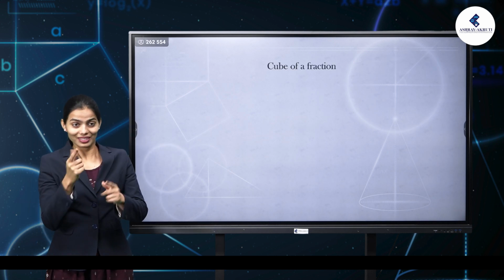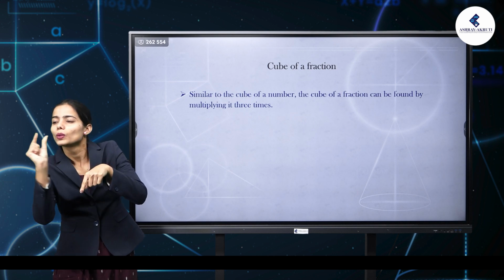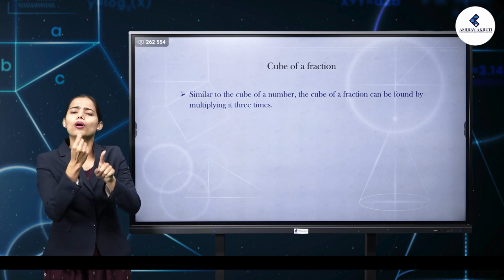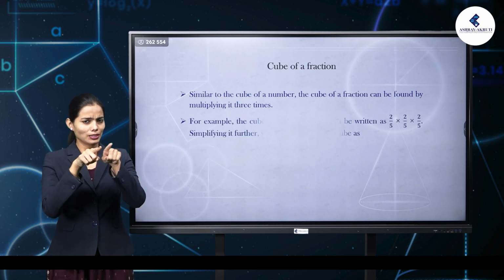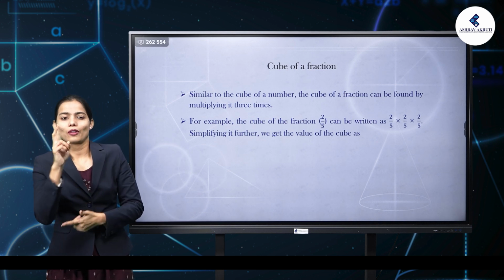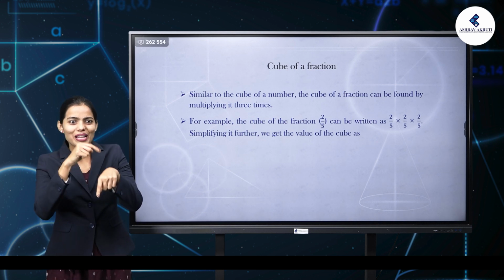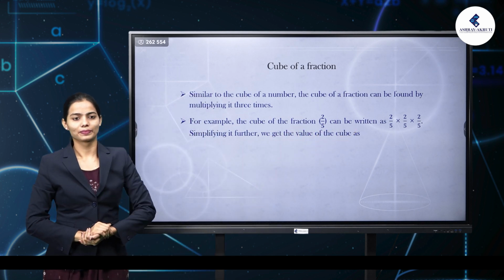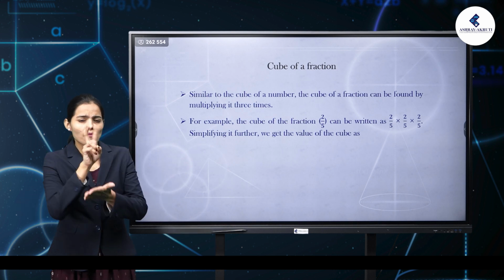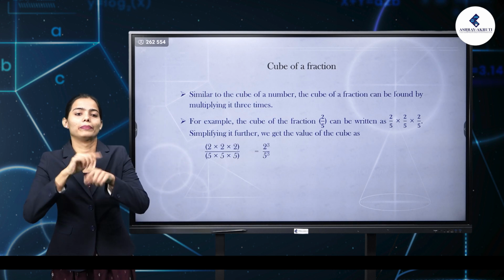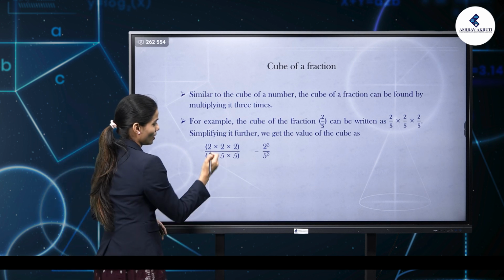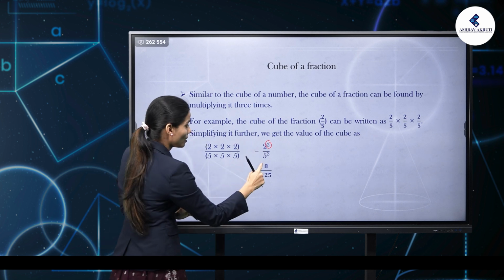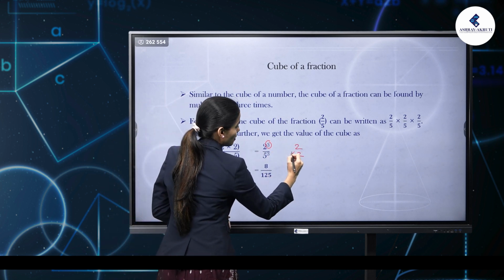Cube of a fraction. Similar to the cube of a number, the cube of a fraction can be found by multiplying it 3 times. For example, the cube of the fraction 2 by 5 can be written as 2 by 5 into 2 by 5 into 2 by 5. Simplifying it further, we get the value of the cube as 2 into 2 into 2 by 5 into 5 into 5 is equal to 2 cube by 5 cube is equal to 8 by 125.